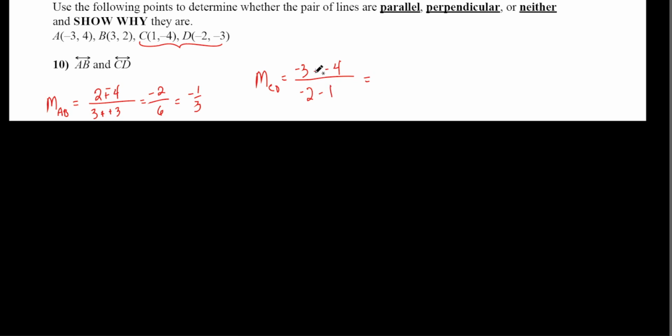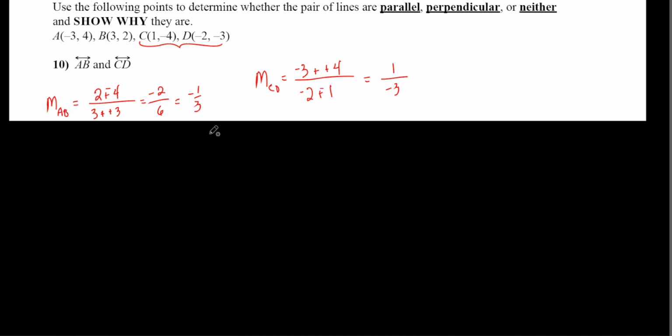Minus a negative, what happens there? Plus. -3 plus 4. What's -3 plus 4? You subtract them, take the sign of the larger number. It's a 1. What's this? -2 minus 1. Add the opposite, so that's a -3. Now we're ready to compare the slopes of both of these lines.